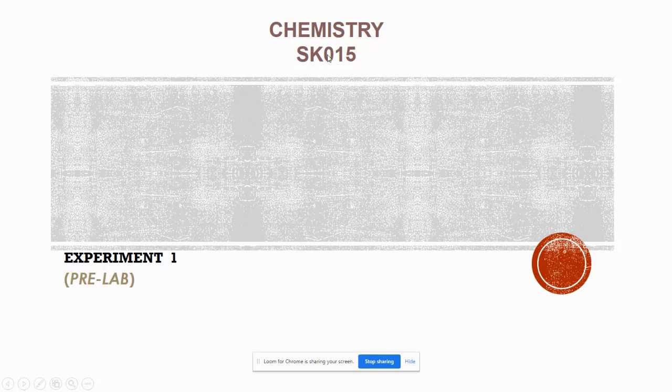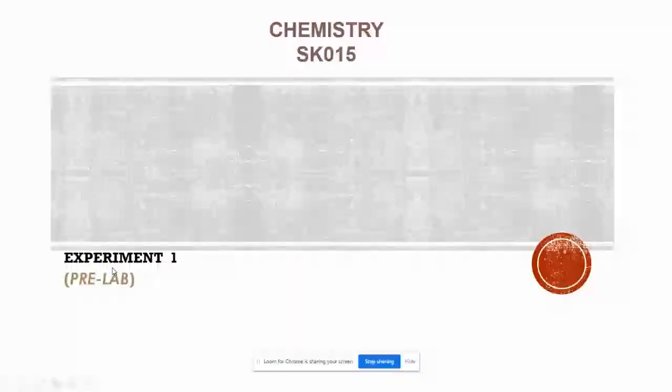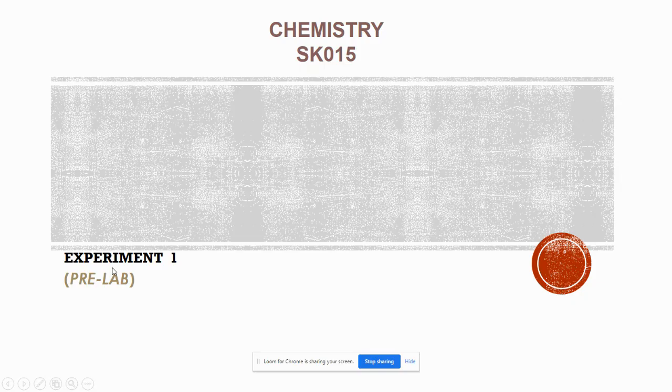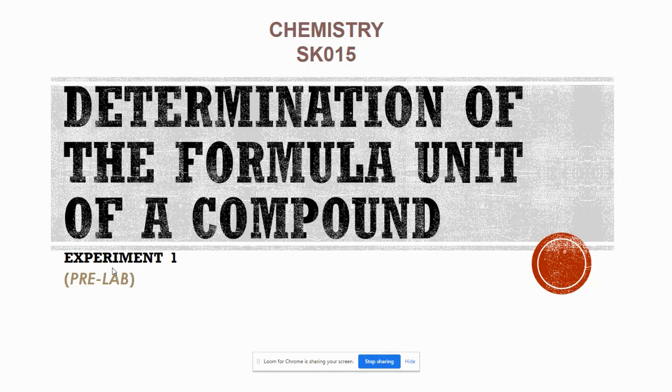Okay, welcome to Chemistry SK015. This is the Pre-Lab for Experiment 1. Experiment 1 is about the determination of the formula unit of a compound.